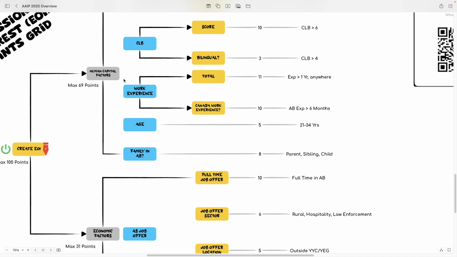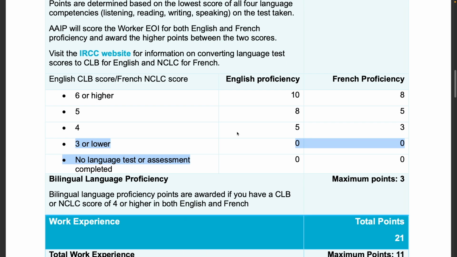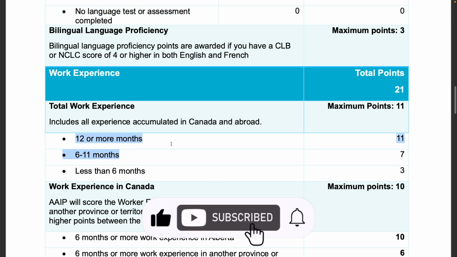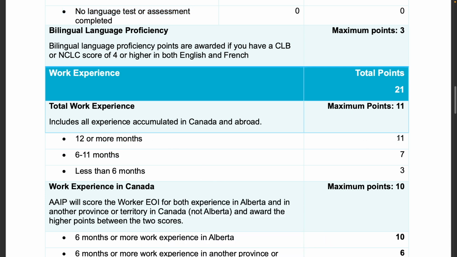The next factor relates to your work experience. You can get up to a maximum of 11 points if you have more than 1 year of experience anywhere in the world. This is exclusive of Canadian experience. If you have more than 1 year of experience anywhere in the world, you get 11 points. If you have Canadian experience on top of it, you can get up to a maximum of 10 points. Let's look into the details. So if you are somebody who has more than 1 year of experience anywhere in the world, you get 11 points.